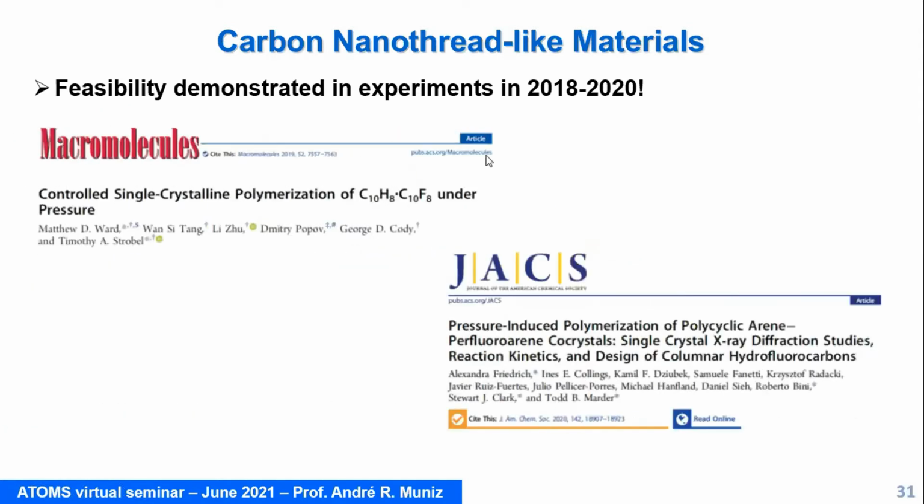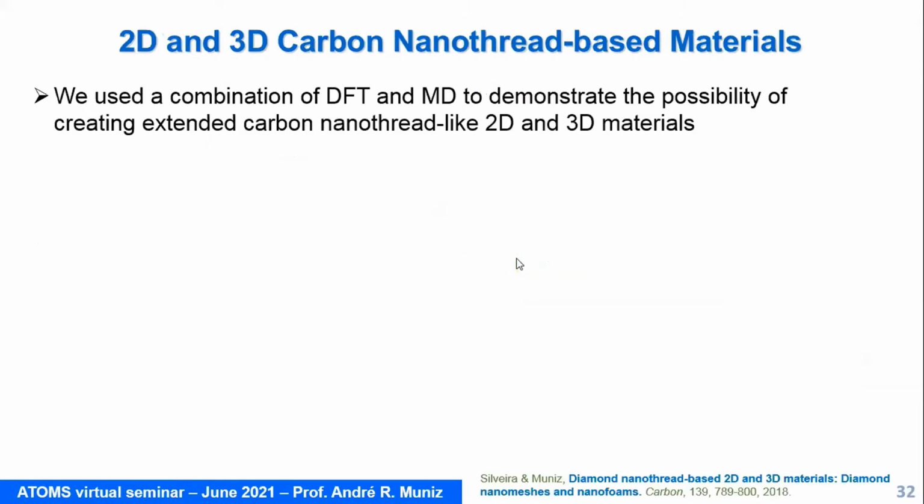And also they could do the same for naphthalene and anthracene. The difference is that they had to use a fluorinated version in the form of co-crystals to facilitate the reaction between the rings. But the structure of the materials and the properties are in very good agreement with what we predicted. So it's an example of a project in which we predicted the materials and later they were obtained in the laboratory.